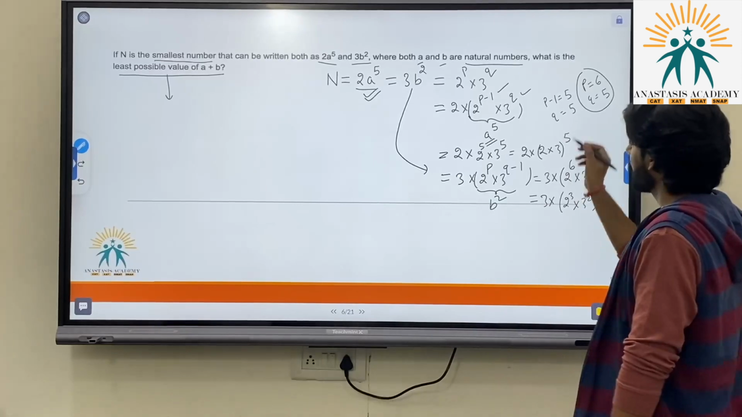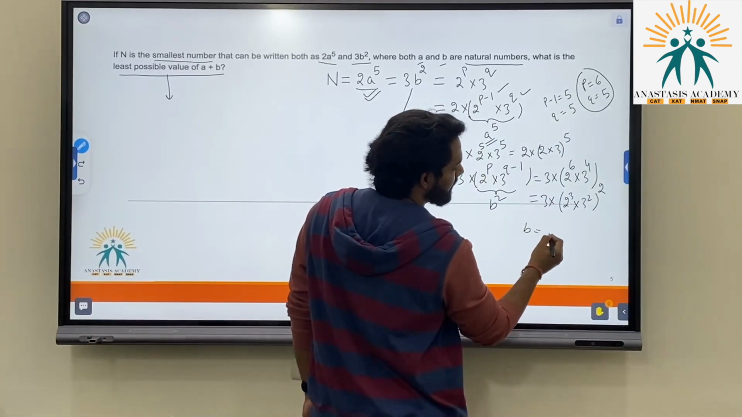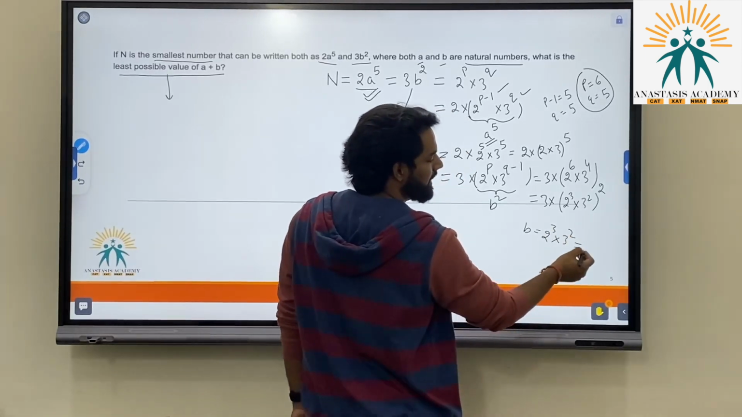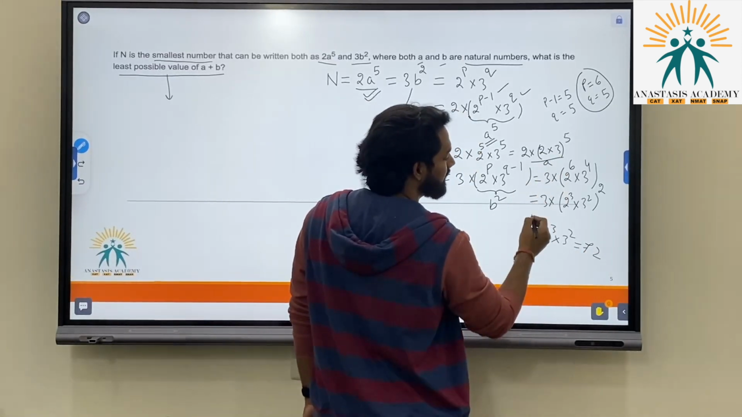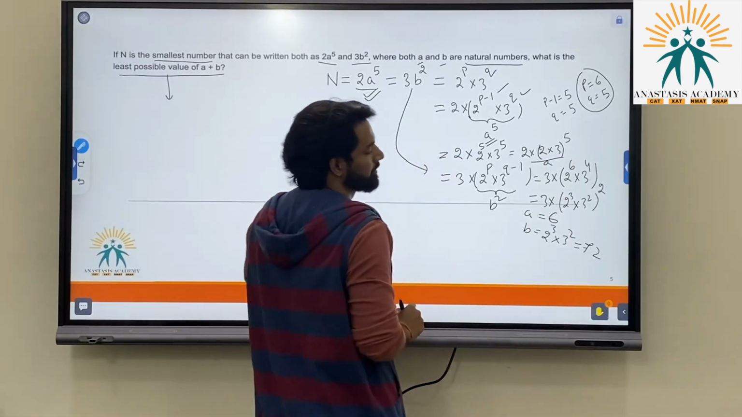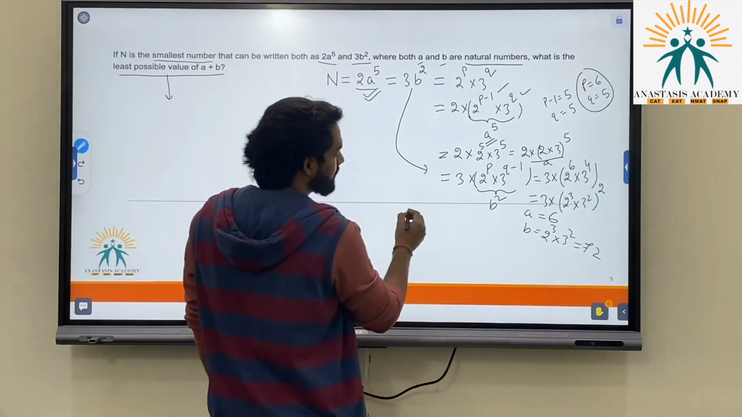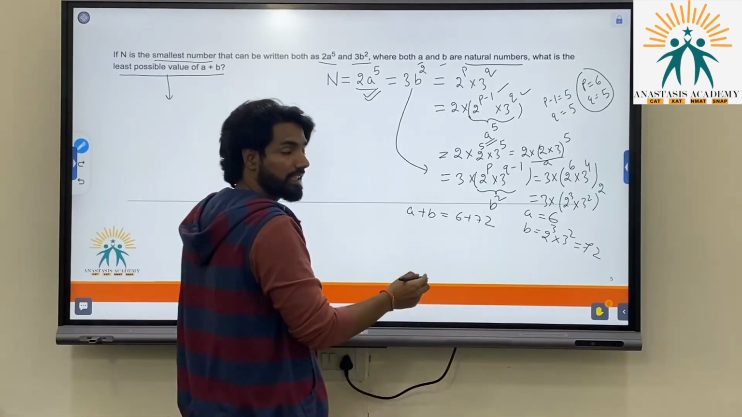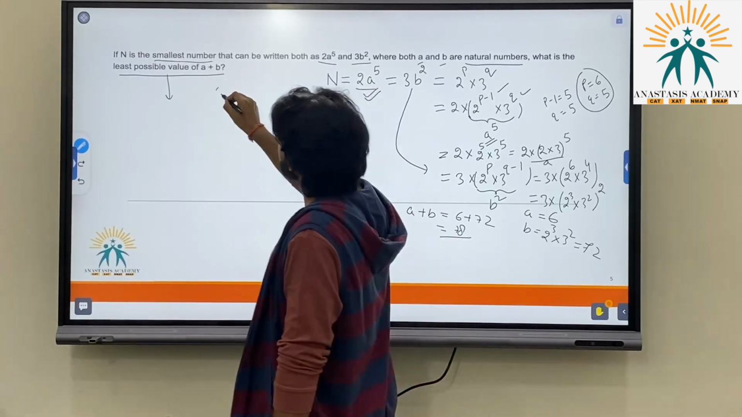So from here I can write b as 2 raised to the power 3 into 3 raised to the power 2, which is 8 into 9, 72. And a I can write as 2 into 3, which is 6. What is asked is the least possible value of a plus b. So a plus b becomes 6 plus 72, which is 78. So the correct answer to this question is 78.